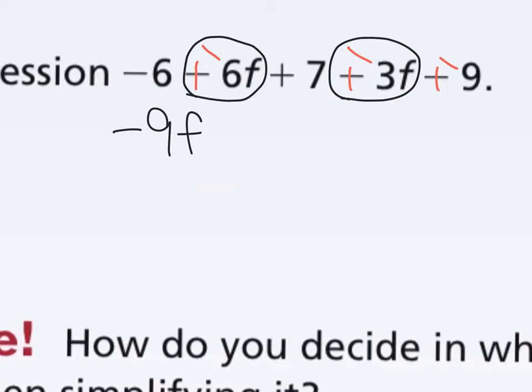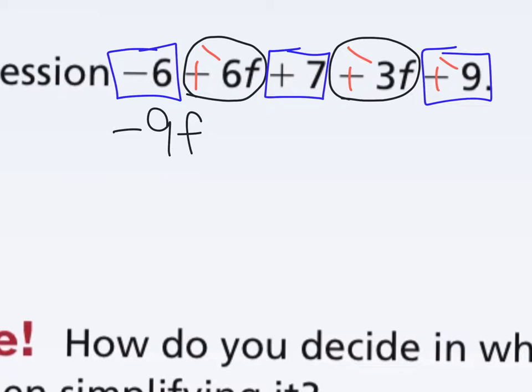So besides that, we also have our constants that are like terms: negative 6, the 7, and the negative 9. Again, if it helps you to rewrite those right next to each other, go ahead and do that. Whatever order you want to do this in is fine.